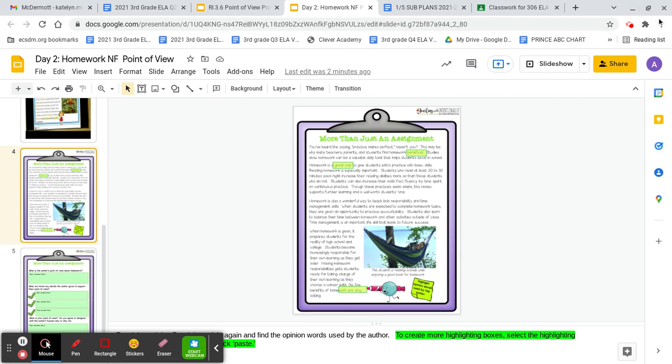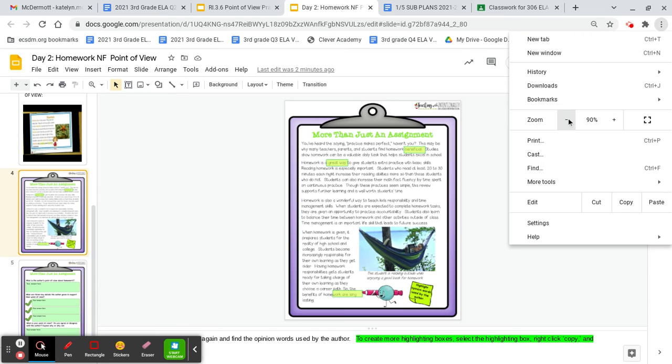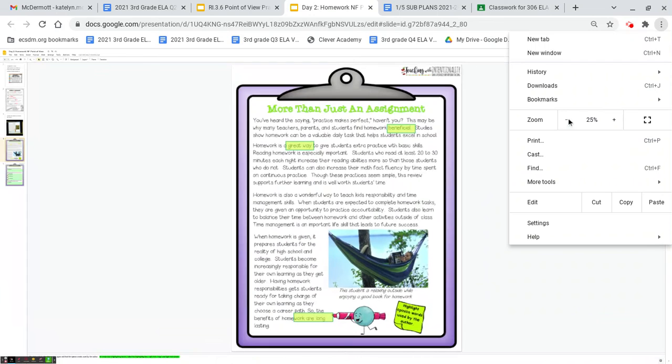I'm just going to make this bigger before I continue. In order to do that, you just have to minimize the font. There we go. Now I can see it. So, though this practice seems simple, this review supports further learning as well and is well worth students' time.